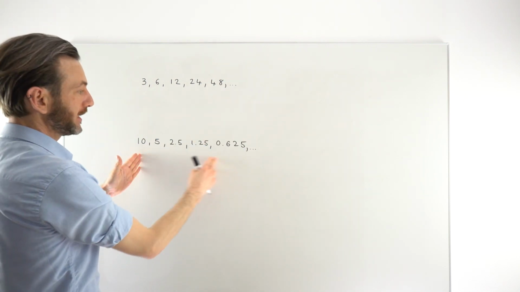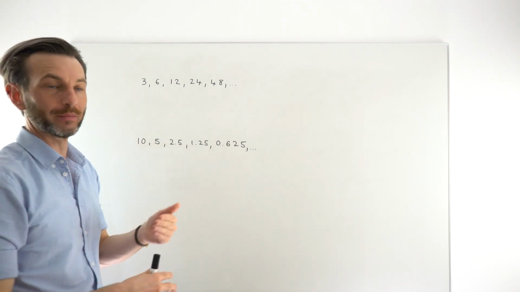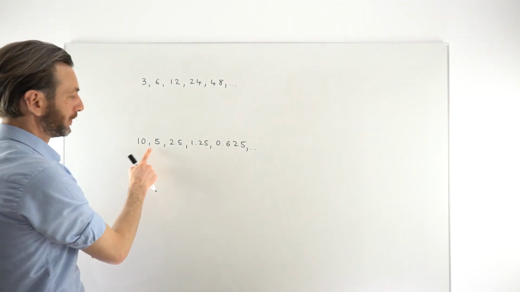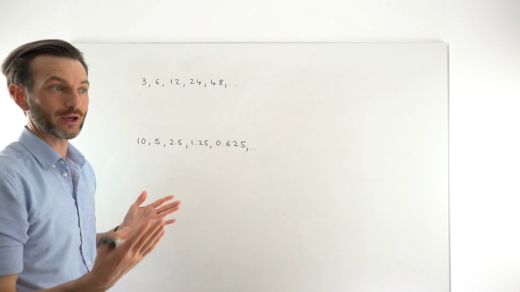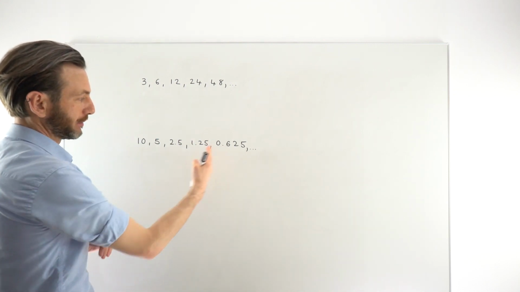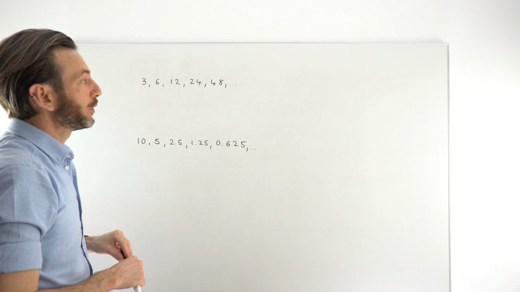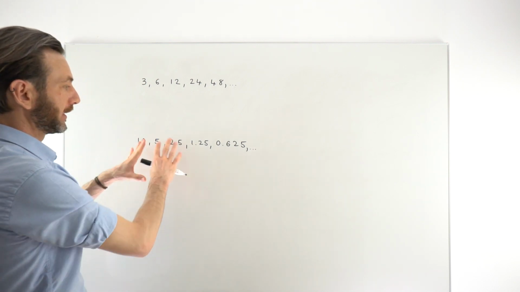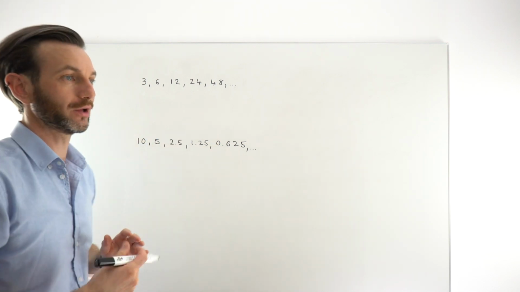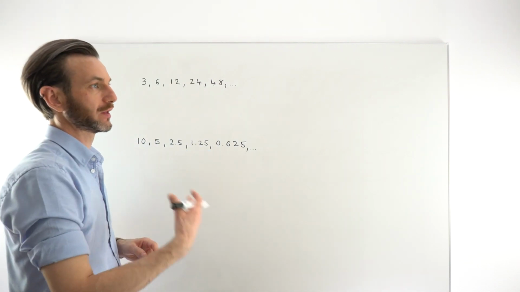In the case of this one, we're multiplying by 1/2 every time, so still multiplying by some factor, but the factor just happens to be a fraction. So we're making the numbers smaller every time, and that would carry on indefinitely as well. We want to think about these in slightly more general terms so we can gain some insight into geometric sequences and start to generate some rules.